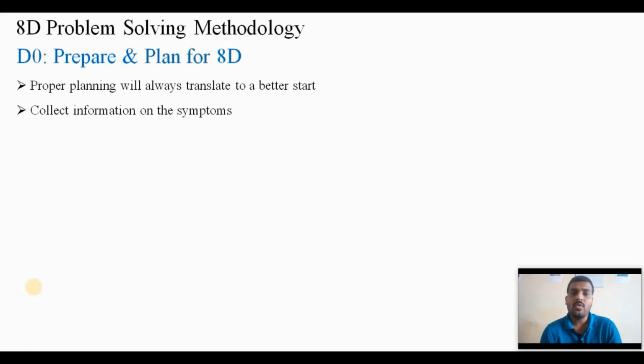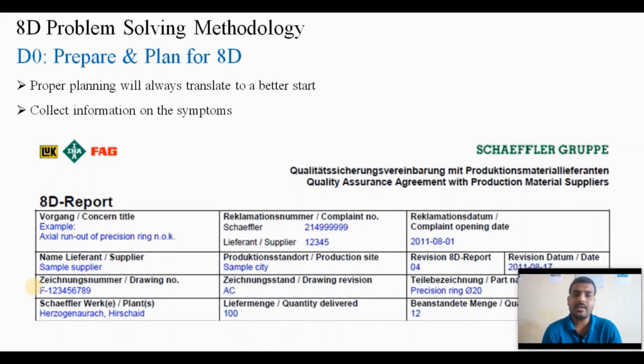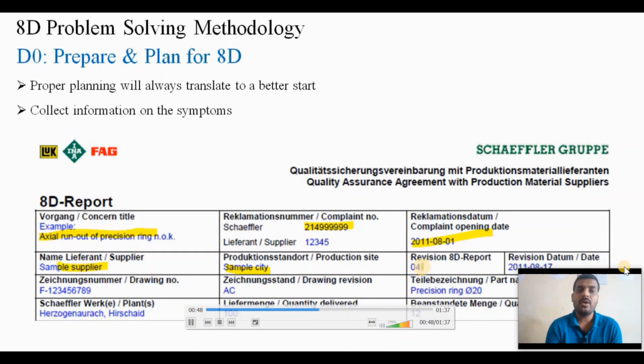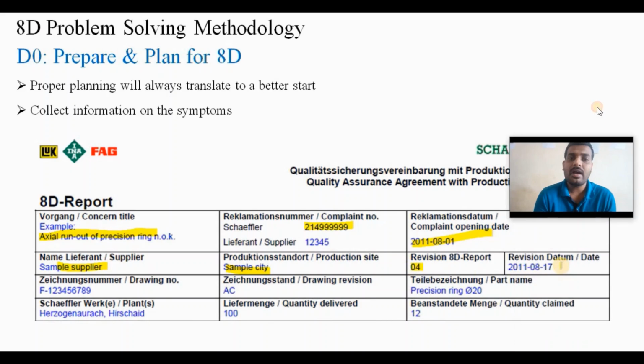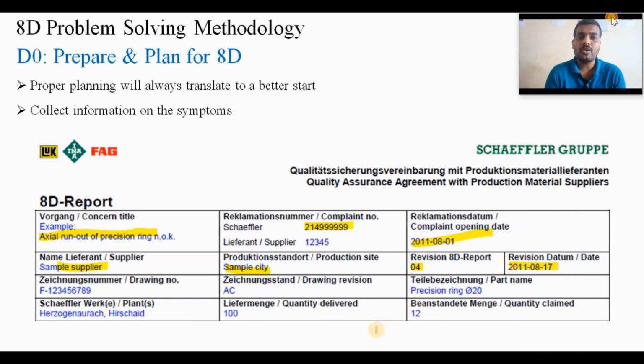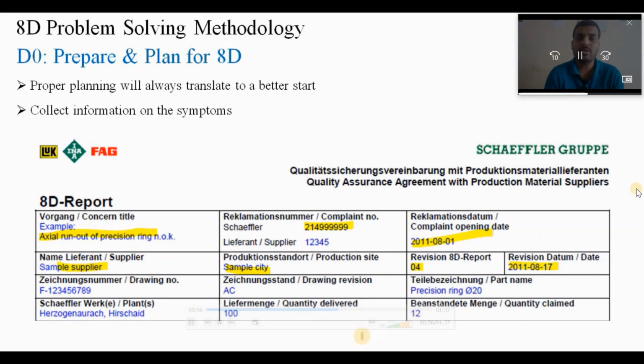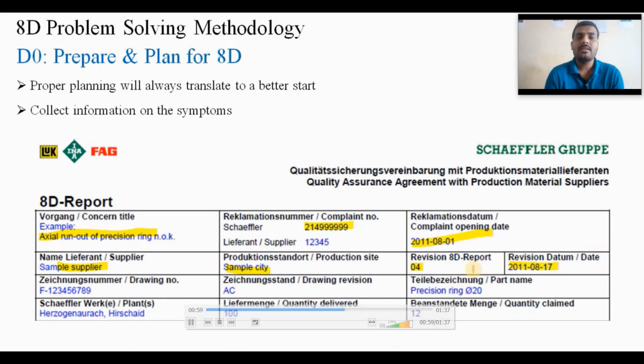Now we will see what details are required from the sample 8D reports. First you need to have the title for the 8D, then the customer complaint number and customer complaint date, then the name of the supplier and the city from which the material is supplied. Then you have to mention the revision date and revision number, as you will have many iterations of the 8D report, so you always write the revision number and revision date on each report.